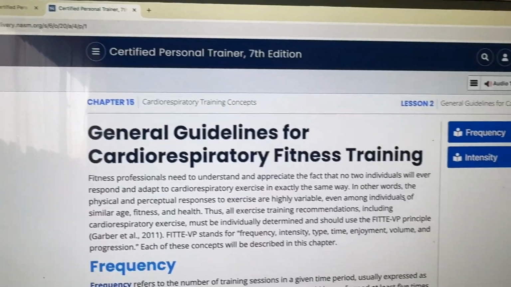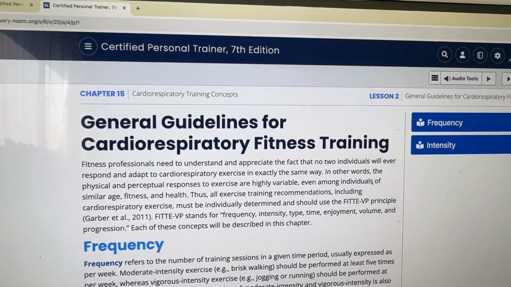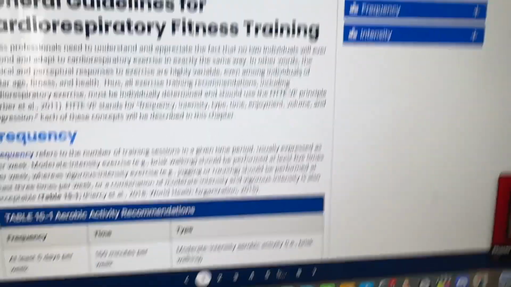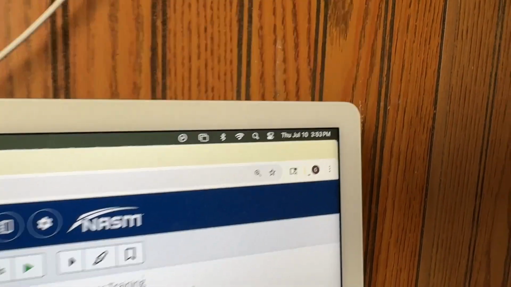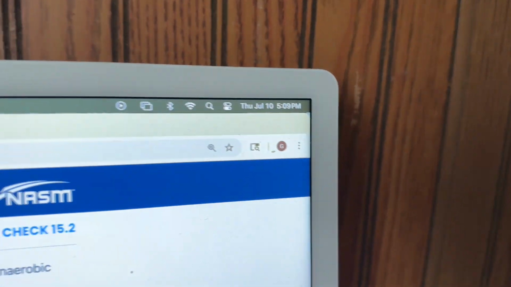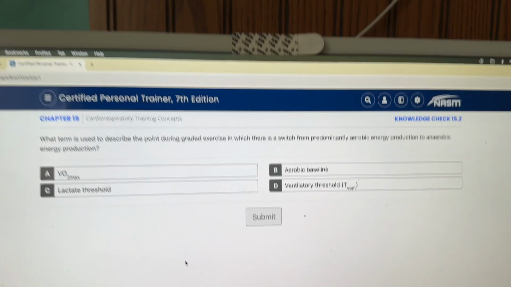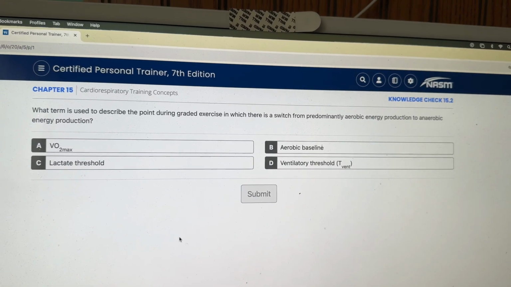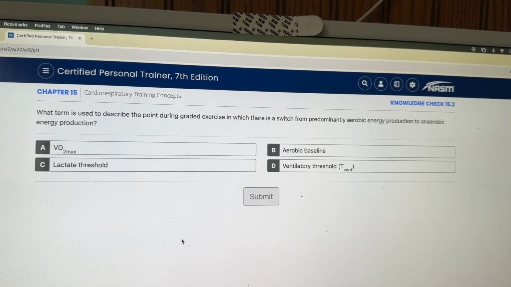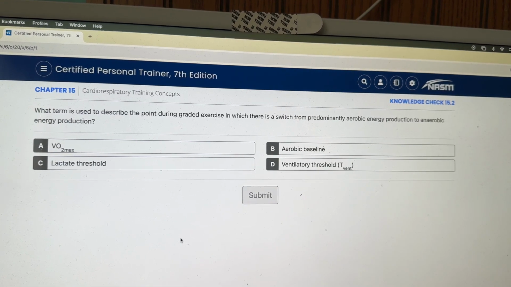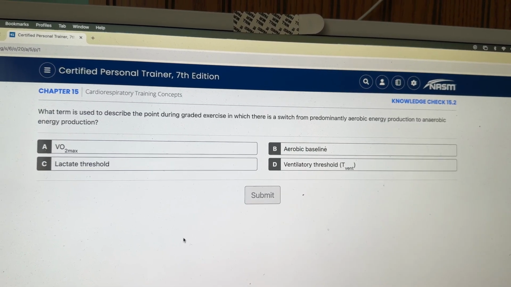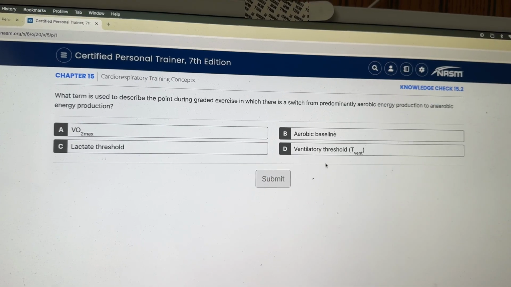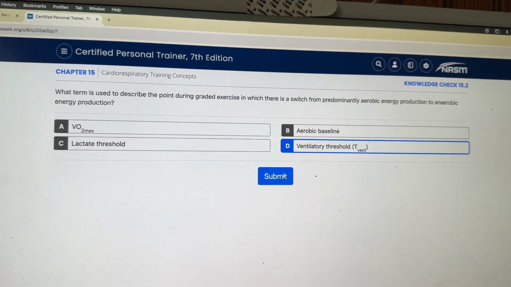Alright, chapter 15, lesson 2, general guidelines for cardiorespiratory fitness training, 8 pages, 353. Hopefully I finish this page within the hour, so I'll see you guys in a little bit. Wish me luck. Alright, chapter 15, lesson 2 is done. It is 5:09. It's 3 questions. Here we go. What term is used to describe the point during graded exercise in which there is a switch from predominantly aerobic energy production to anaerobic energy production? That is ventilatory threshold, T-vent.